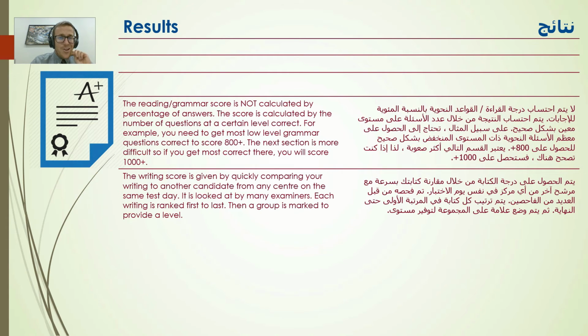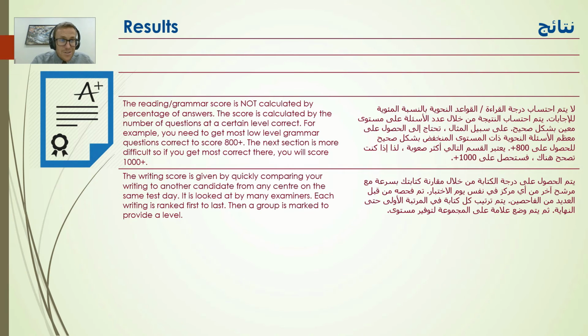The reading is not calculated by a percentage of answers. The score is by the number of questions at a certain level. So if you get the lower level questions right, that will give you a certain score. If you get some of the higher questions right, it will push you up a bit more. So you need to be getting all those questions right for that level. The next section is often more difficult. So if you get some correct there, that will push you up above 1000.